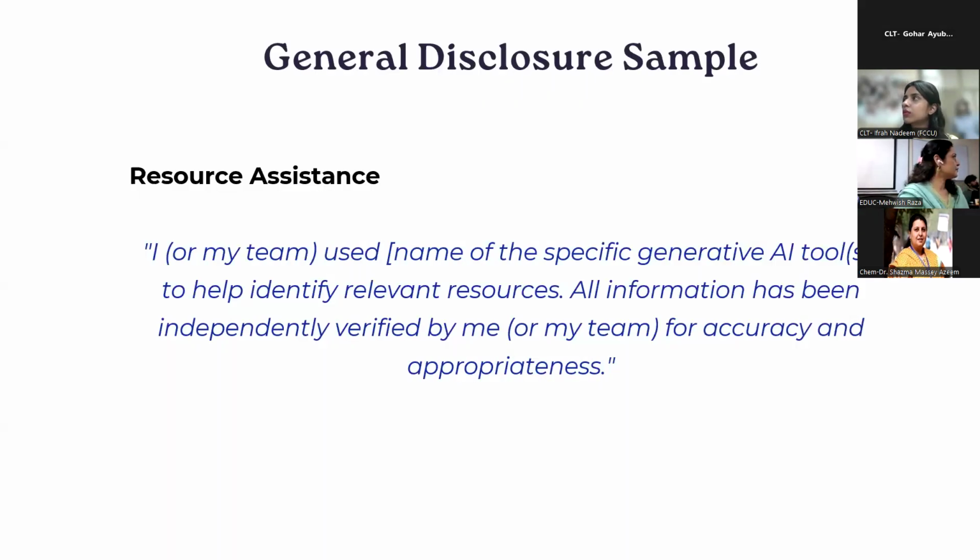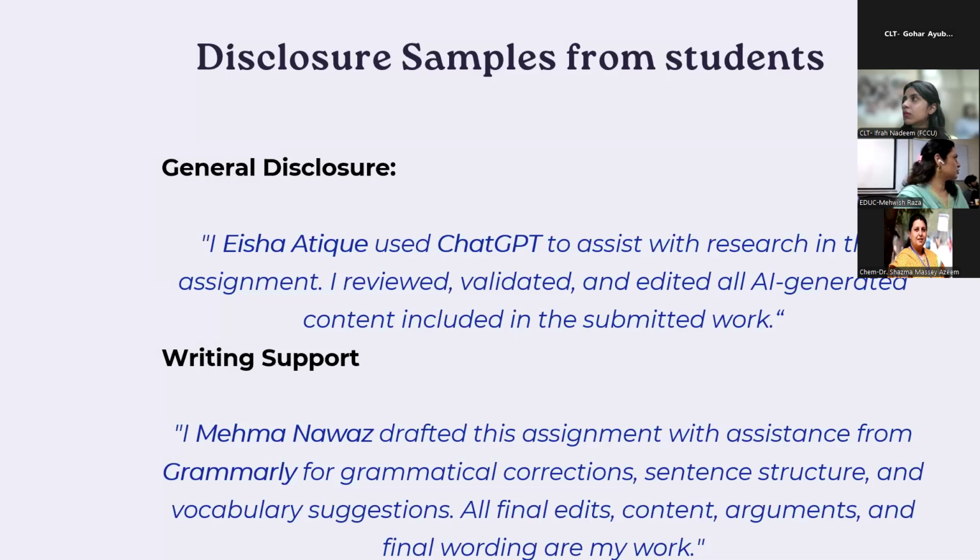So this is my general disclosure sample, which I have given to my students. They have to write their own name and which generative AI tool they have used to help identify relevant resources. All information has been independently verified by me or my team. They have to mention their own name and the tool they have used, for accuracy and appropriateness. And these are two to three samples which I have taken from my assignments. So, I, student name, used ChatGPT to assist with research in this assignment. I reviewed, validated, and edited all AI-generated content included in the submitted work.